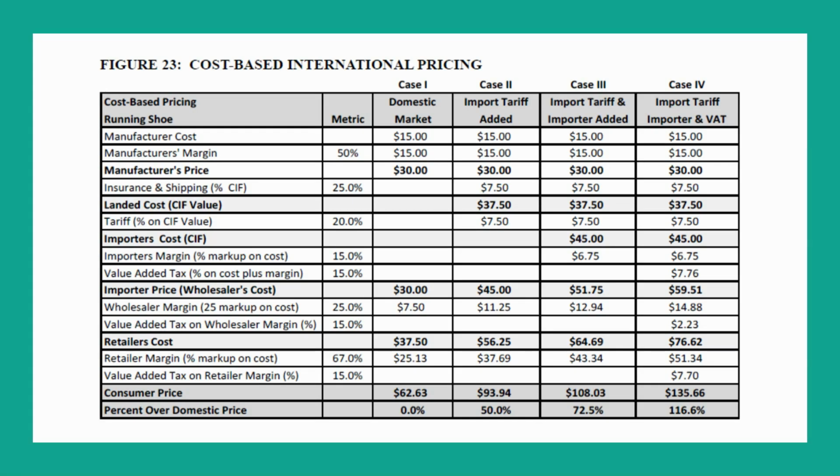Look at the table here. This is from the main text, and there are 4 different cases. So first case is about the domestic market. The price is $62.63. The price includes the manufacturer's cost, its CIF, and importer's CIF, and also wholesaler's cost and retailer's cost. Adding all this, we have this final consumer price.